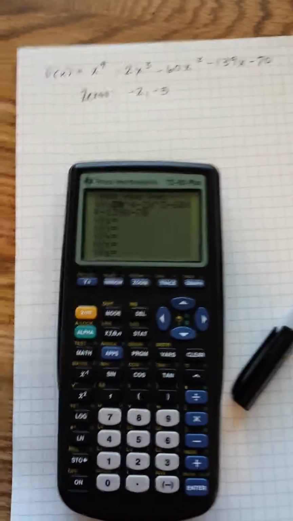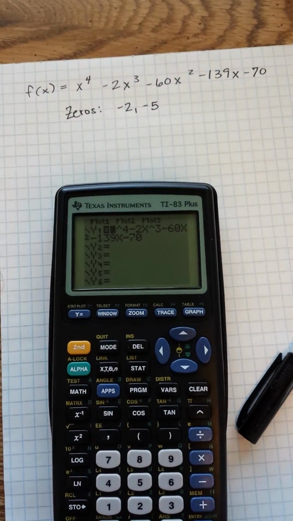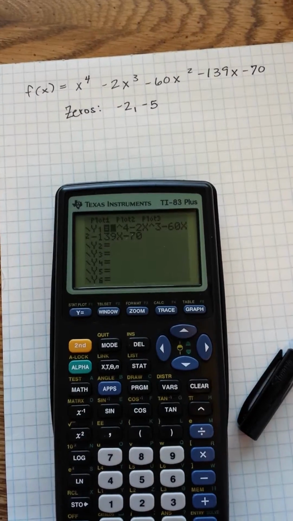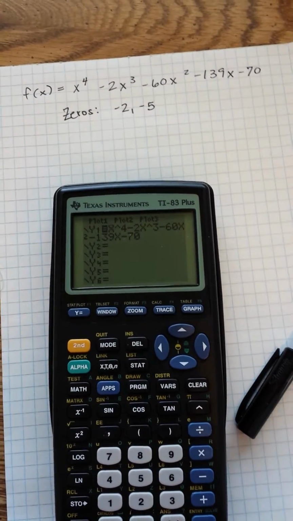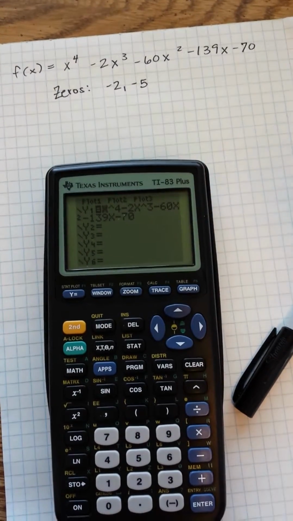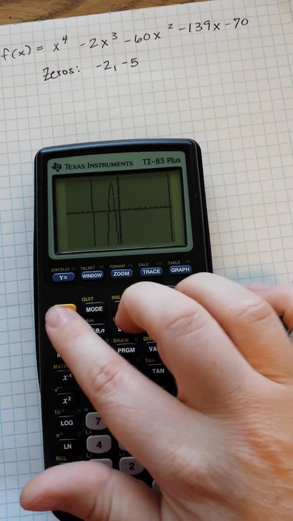So we're trying to find the rational zeros of the polynomial f of x equals x to the fourth minus 2x cubed minus 60x squared minus 139x minus 70. I found the zeros -2 and -5 for this polynomial using my graphing calculator.